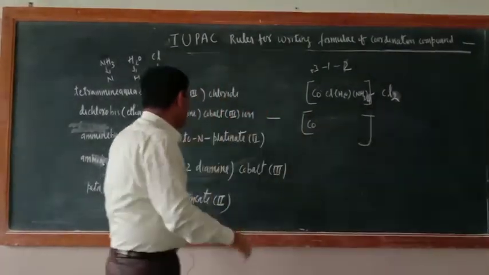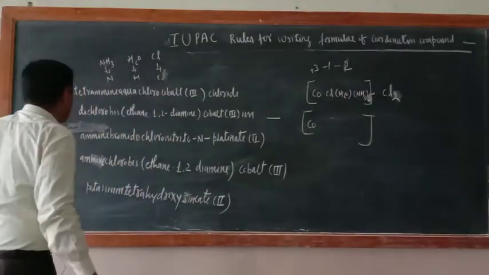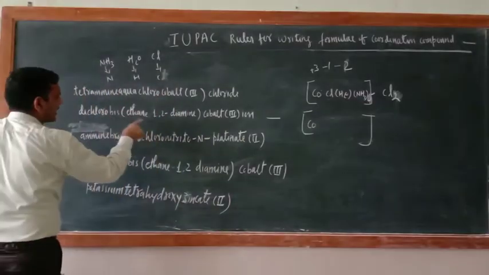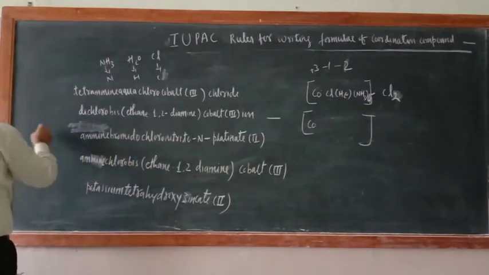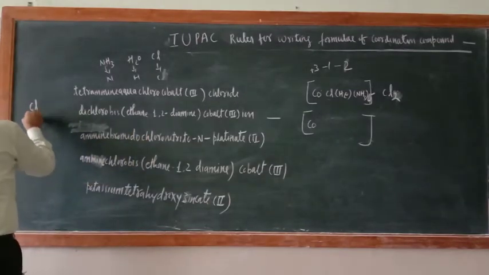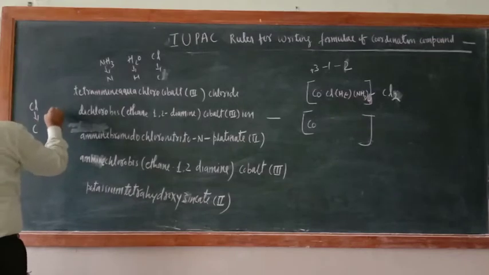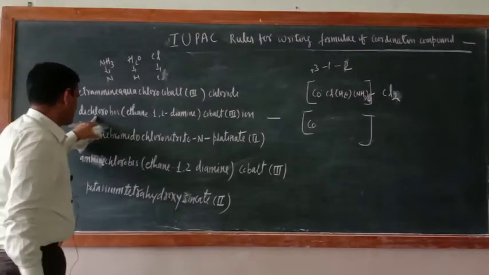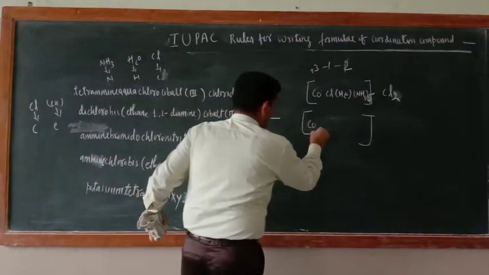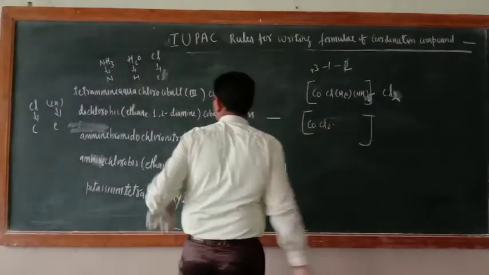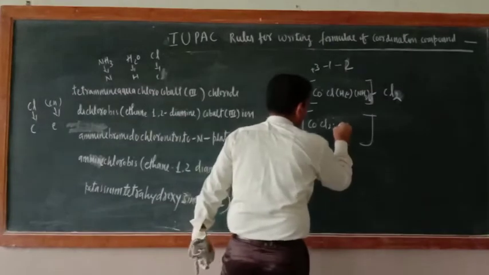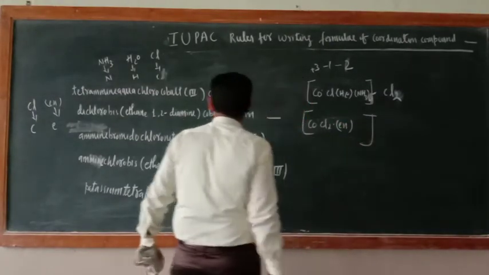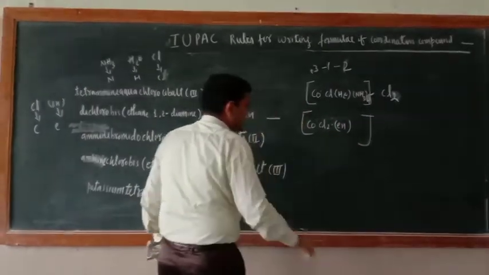Cobalt is there. Now how many ligands are there? Chloro is there and en is there, ethane-1,2-diamine. So chloro defining atom is C, and ethane-1,2-diamine is en, an abbreviated ligand, so E is there. Who should come first? Cl should come, dichloro. So here write Cl2. Now en, here just write en, bracket close. Okay, over.